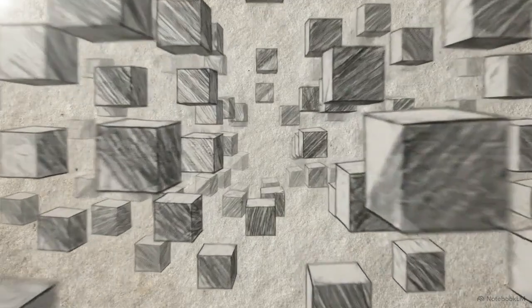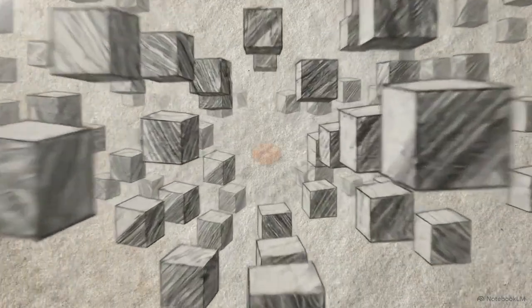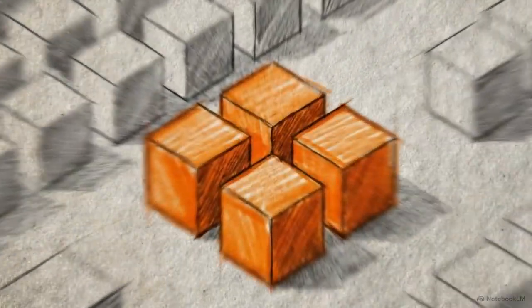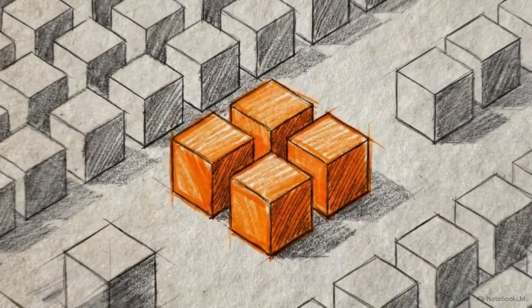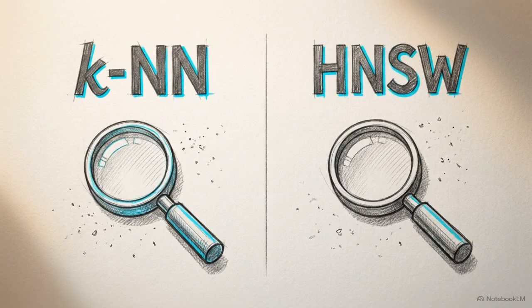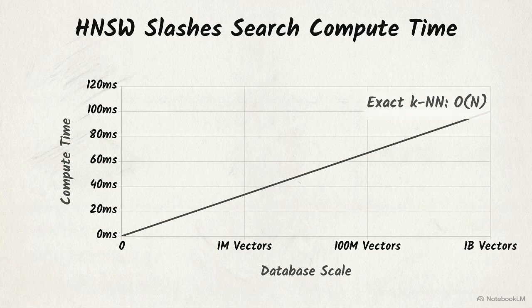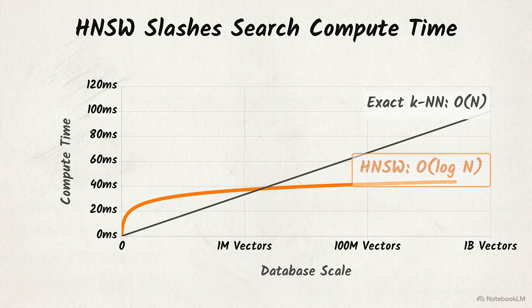The upper layers ensure the algorithm bypasses the vast majority of the database, focusing mathematical comparisons only on the most relevant vectors. We can now compare the mathematical reality of these two approaches. Exact KNN search guarantees a 100% accurate result, but it requires crippling O of n compute time. By sacrificing a minuscule percentage of accuracy, HNSW flattens the compute curve to O of log n.